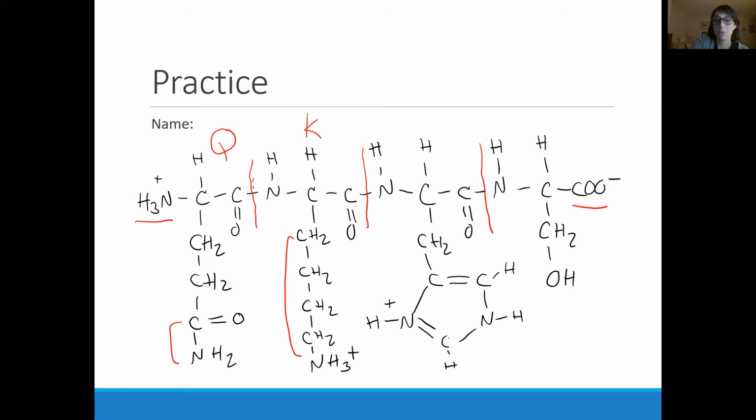The next group is histidine. It's this ring group made of a cyclical heterocycle of carbons and nitrogens. Again, it has a positive charge. This is H. And our last is a polar amino acid, CH2OH. This is serine. So our full name, if you wrote it in 1-letter codes, would be Q, K, H, S.